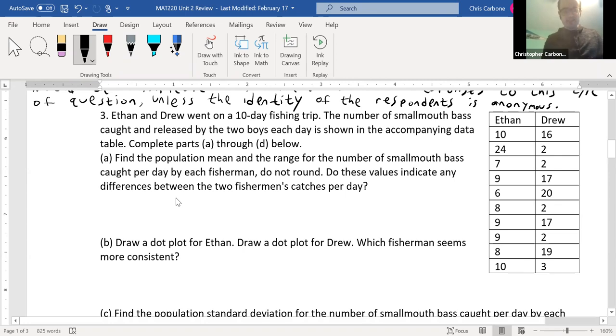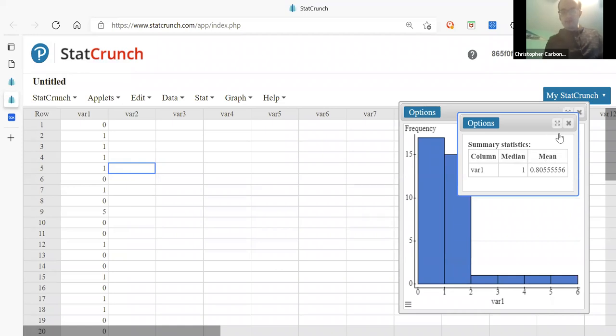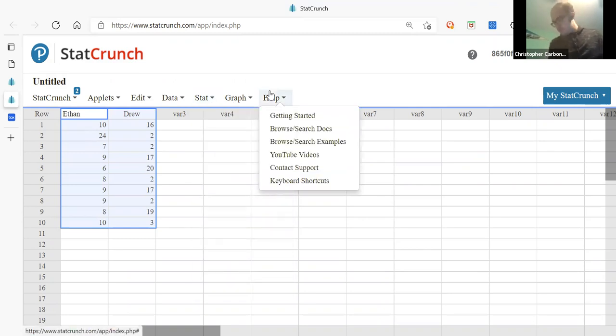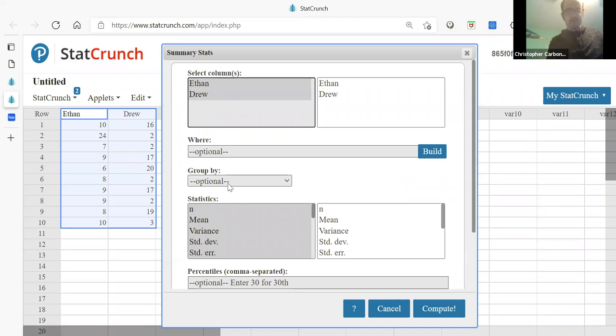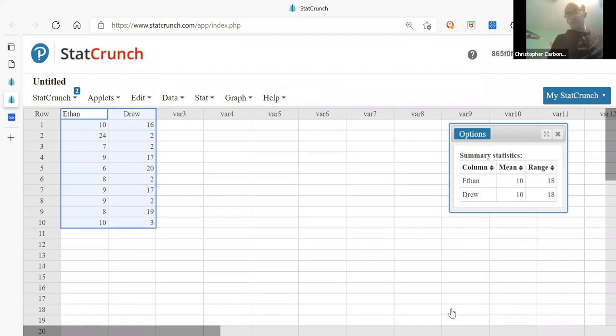Let me first get our data, this lovely looking table. Okay, so here's Ethan and Drew. We first wanted the population mean and range. So stats, summary stats, columns. We want it for both boys, the mean and the range. Both of those values for both boys are 10 and 18, respectively, for the mean and range.